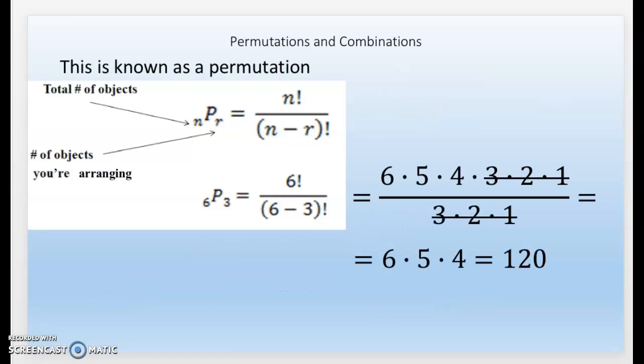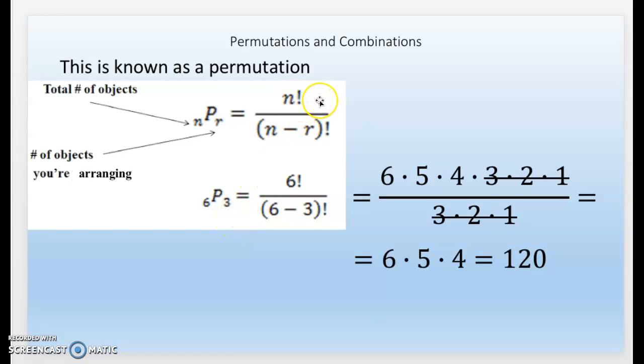Guys, this is known as a permutation. We have a fancy way of writing it here. The n is the total number of objects. In our example, we had 6 runners running the race. The little number below the P, the second number, is the number of objects we're arranging. In this case, it was first, second, and third, so it was an arrangement of 3. Sometimes we say it like this: out of 6, how many arrangements of 3?